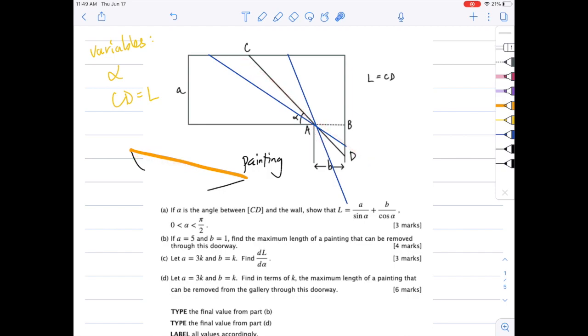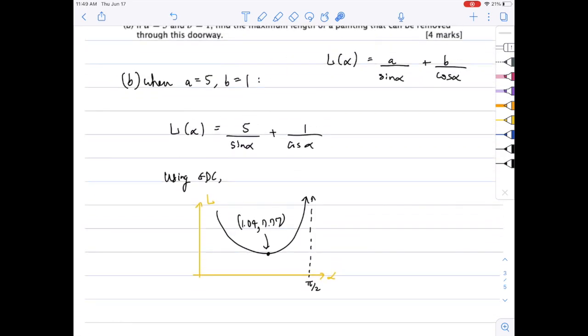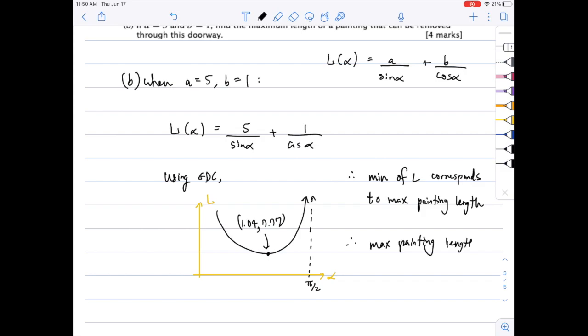Okay, so we go back, and you would get a reasoning mark for this. Therefore, the min of L corresponds to max painting length. And you would get a reasoning R1 mark for that. That's kind of tricky. Therefore, you can say the max painting length is 7.77, and then don't forget that you want units.